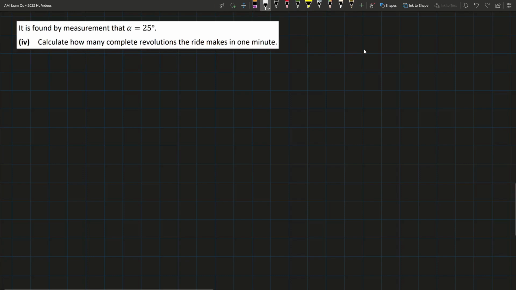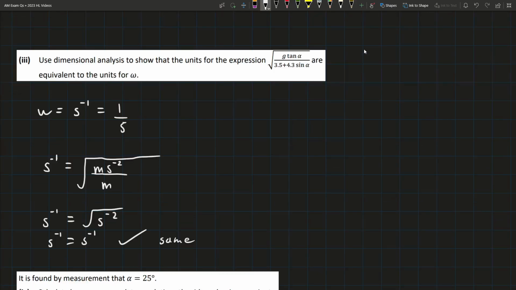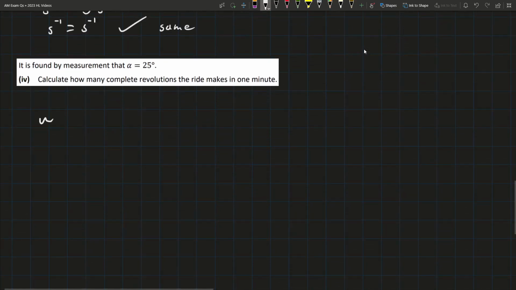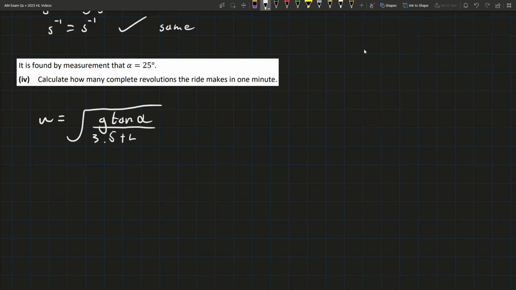So now we're told that alpha equals 25 degrees, and we're asked to calculate how many complete revolutions the ride makes in 1 minute. So we know our angular velocity is the square root of g tan alpha over 3.5 plus 4.3 sine alpha. So we can now get a number on that. So omega will be the square root of g tan alpha all over 3.5 plus 4.3 sine alpha. And I guess instead of writing alpha, I'll just write in 25 now. And remember that it is 25 degrees, as it says up there. So it gives an angular velocity of 0.927 per second.